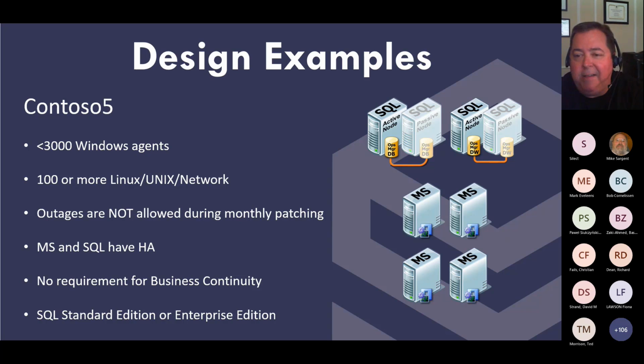And Contoso 5, now we say I must have local HA, right? And so this is the 3,000 agent design. I've got some Linux systems, but I need HA. That's fine. I'm just going to deploy AlwaysOn for my OpsDB and AlwaysOn for my data warehouse. And again, I can use standard edition or enterprise edition in this case, because these could be basic availability groups, or they could be enterprise availability groups.